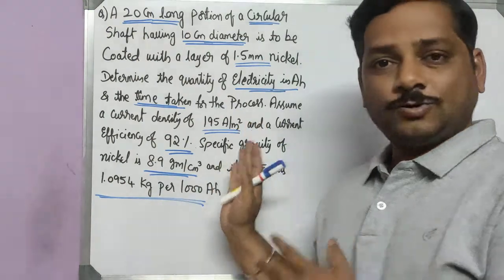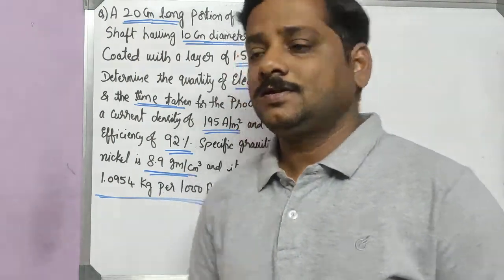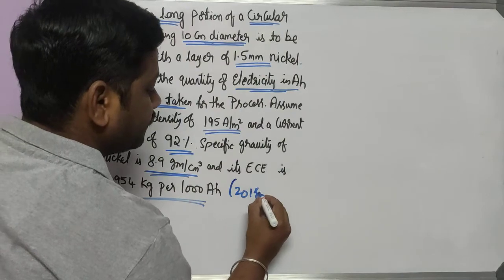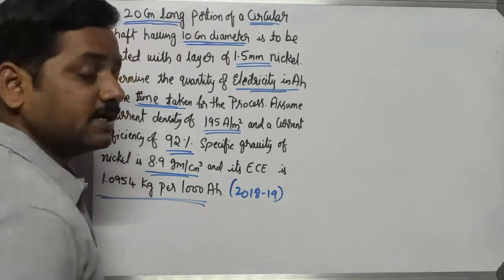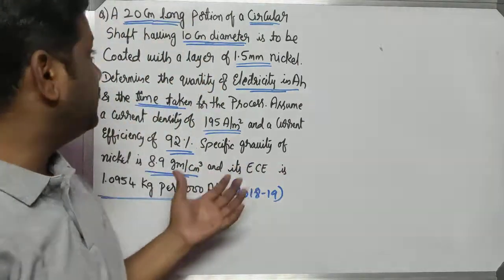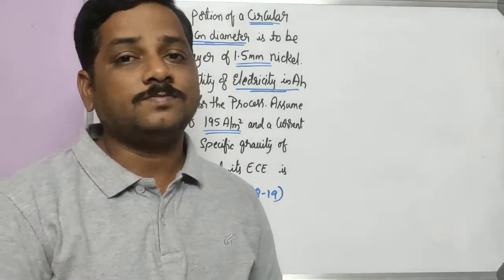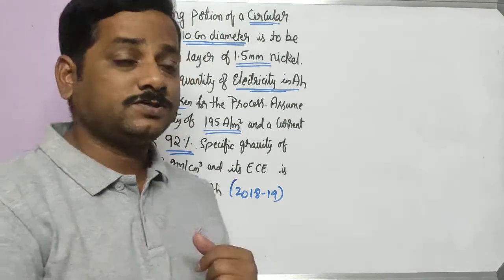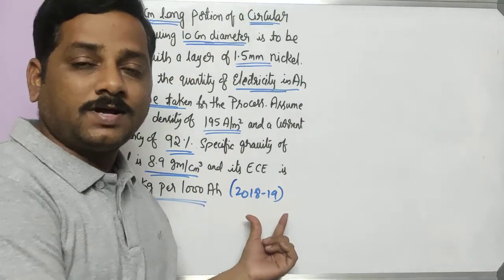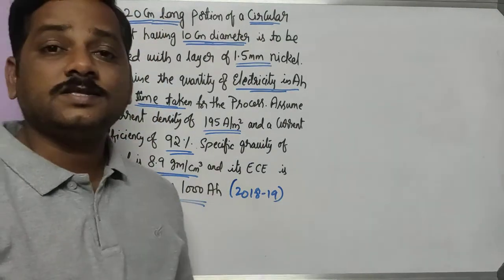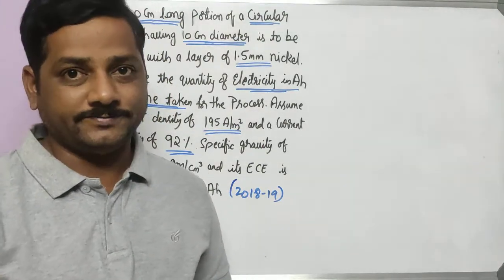So here I have a question from the VTU question paper from the year 2018-19. This is an utilization of electrical power subject, and here this question is relevant to module 1. Already in my previous video I have solved one question from the same year. Now I am taking the second question. This question is related to the electrolysis concept.